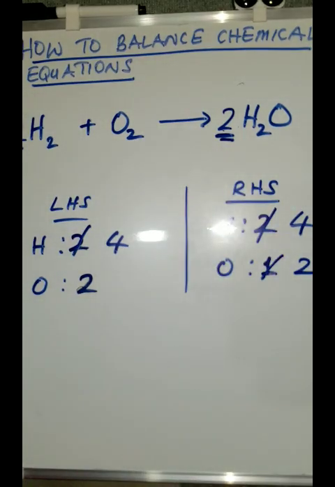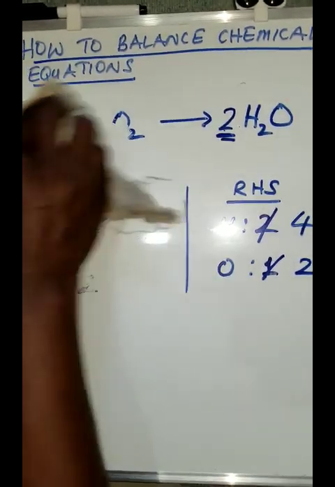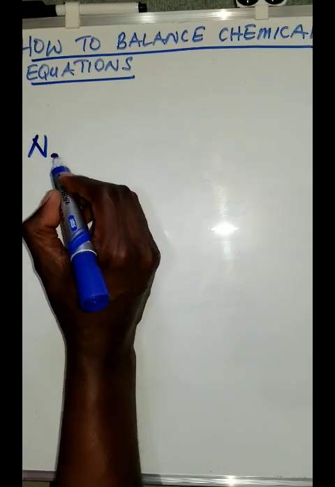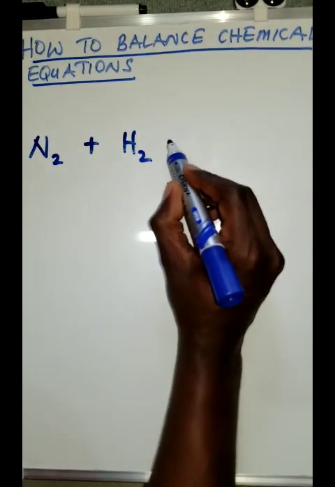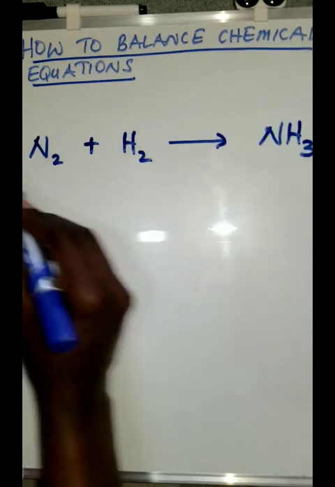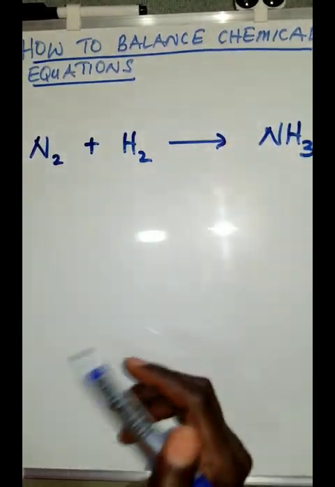Well, let's try to do another one, since you know about the subscript and also the coefficient. Let's try to do the second one. In this case, the second one that I have, let's say nitrogen is reacting with hydrogen to produce what we call ammonia. This is actually called the Haber process. Later on, you are going to look at the Haber process. It's actually a reversible reaction.